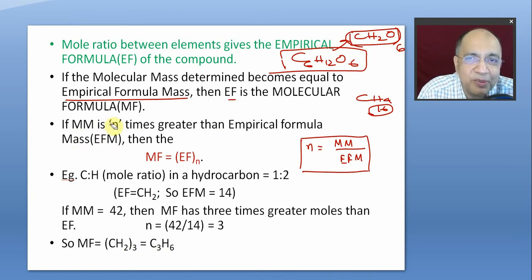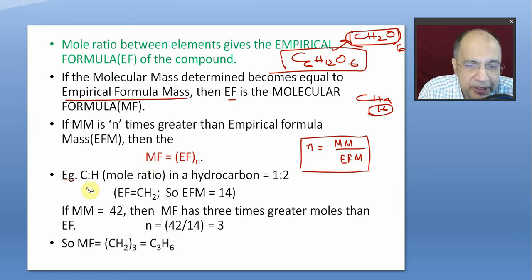If it is not a whole number experimentally, then you have to round off to the nearest whole number. If molecular mass is n times greater than the empirical formula mass, then the molecular formula will be n times the empirical formula. In other words, the value n is obtained by taking this ratio, the molecular mass which is experimentally determined, and the empirical formula mass. This ratio converted to the nearest whole number will give you the n factor, and that, when multiplied with the empirical formula, will give you the molecular formula.